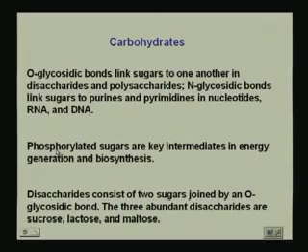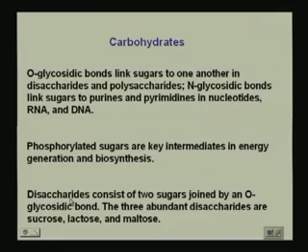Another important part is phosphorylated sugars. What does that mean? It means that when you have a ribose sugar, you can have phosphate attached to it, which we will see when we consider adenosine triphosphate, where we have phosphorylated sugars that are key intermediates in energy generation and biosynthesis.